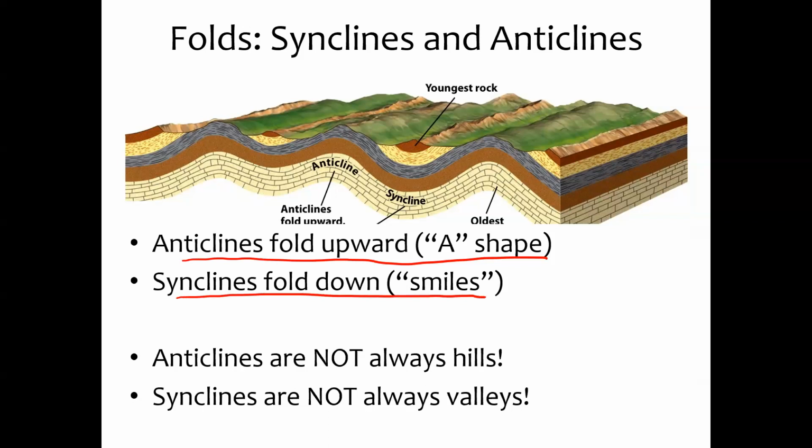And one thing that many introductory students think is that anticlines must form hills and synclines must form valleys. But remember that these things probably formed deep underground long ago, and that since then, erosion has had time to do all sorts of weird things to Earth's surface. And so anticlines are not always hills. Synclines are not always valleys. It depends on how resistant the rock is at the surface.